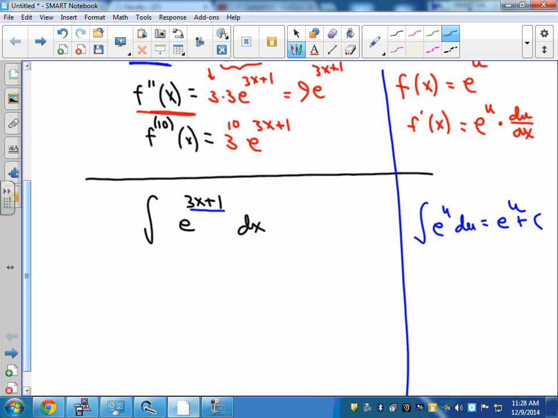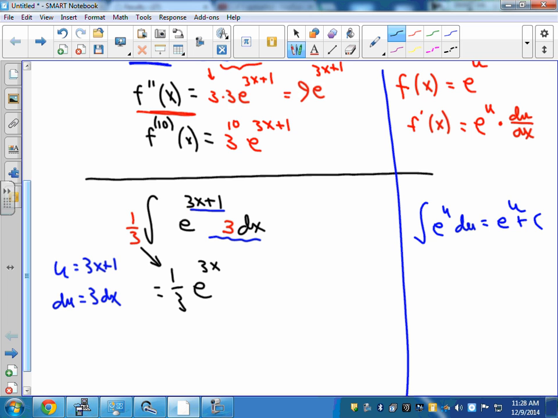In this case, you should probably note this is u. Most of you can do this in your head, but if you have to write it down, u is 3x+1. du is supposed to be 3 dx. And you look over here, and there is no 3 dx. So we'll go ahead and multiply by 3 and divide by 3. So now we're good. We have the answer, 1/3 from here, and the integral of e^u du is e^(3x+1). Not too bad.